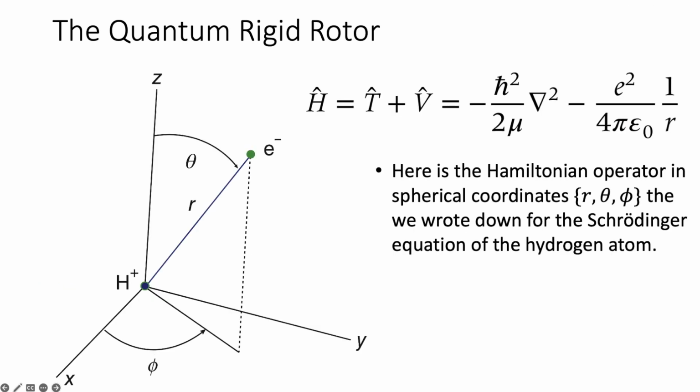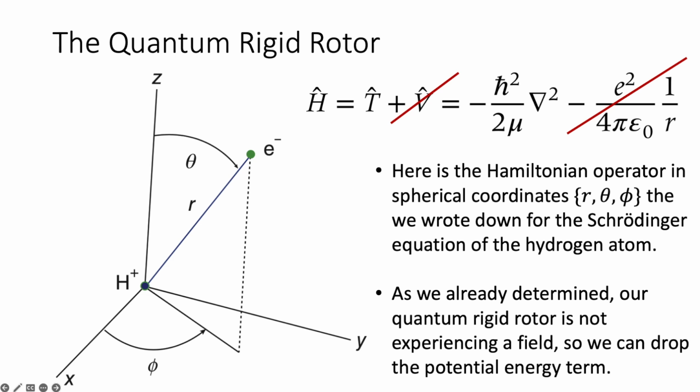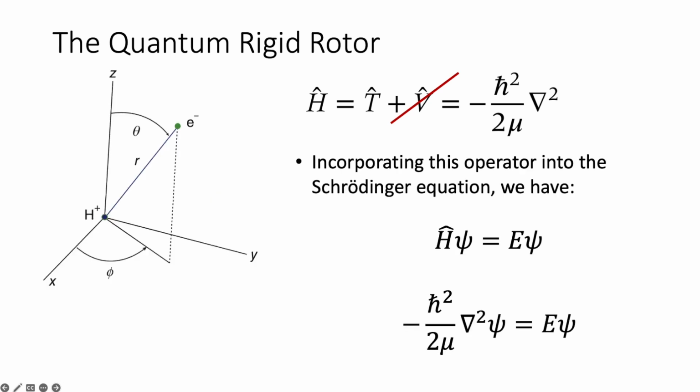Well, we've already seen a Hamiltonian operator in spherical coordinates, right? That's what we had to do for the Schrödinger equation for the hydrogen atom. So we're going to return to that. At the top of the screen now, we've seen this before. This is the Schrödinger equation for the hydrogen atom in spherical coordinates. And we just determined we do not need the potential energy. So we can just drop the potential energy term from that. And this is going to be our Hamiltonian operator for this system. So here is our Hamiltonian operator. And if we plug our Hamiltonian operator into the Schrödinger equation, it looks like this. So there it is, operating on little psi to get little psi out multiplied by its eigenenergy E.